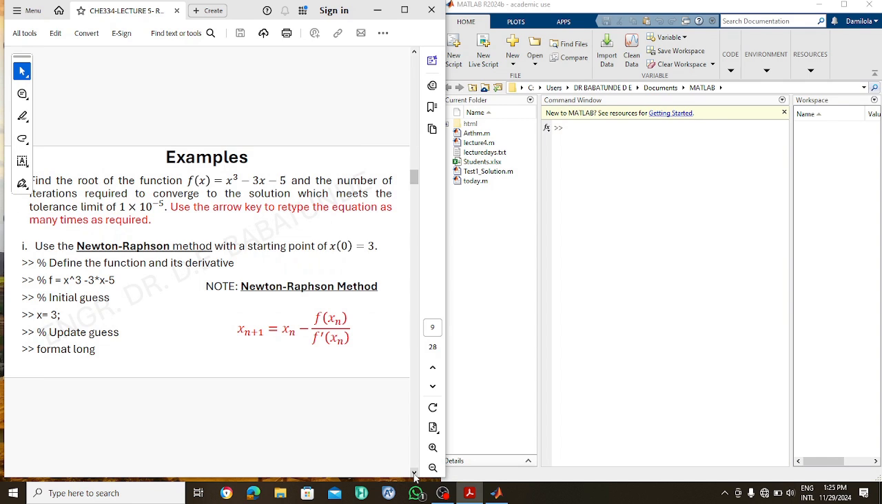So let's try and solve some problems before we close for today. This is a very simple question. The idea is for you to know how to use different techniques in finding roots. It's not how complex the problem is. It's still the same principle that you use for a simple equation that you will use for any other complex situation. So we have this function f of x equals x cubed minus 3x minus 5.